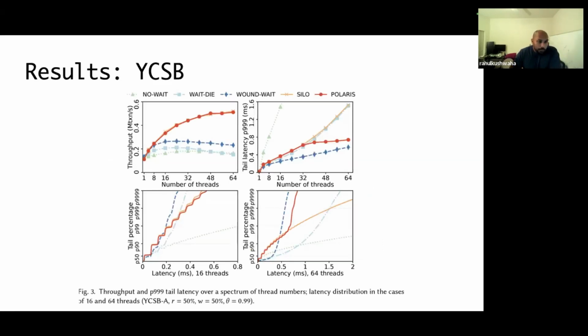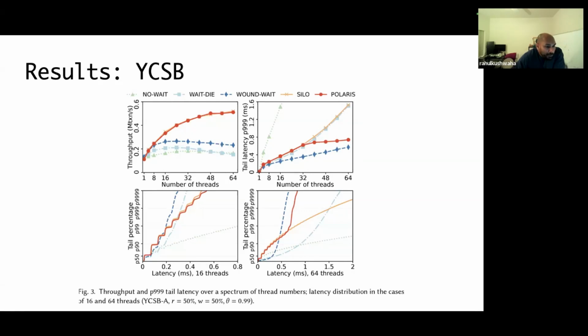These are some results for the YCSB A workload, where we have a read set and a write set of 50-50%. The interesting take I want to emphasize in this graph is that as we increase the number of threads, Polaris and Silo behave almost the same in throughput, as we can see in the top left graph, right? The red and the orange lines are almost overlapping each other.